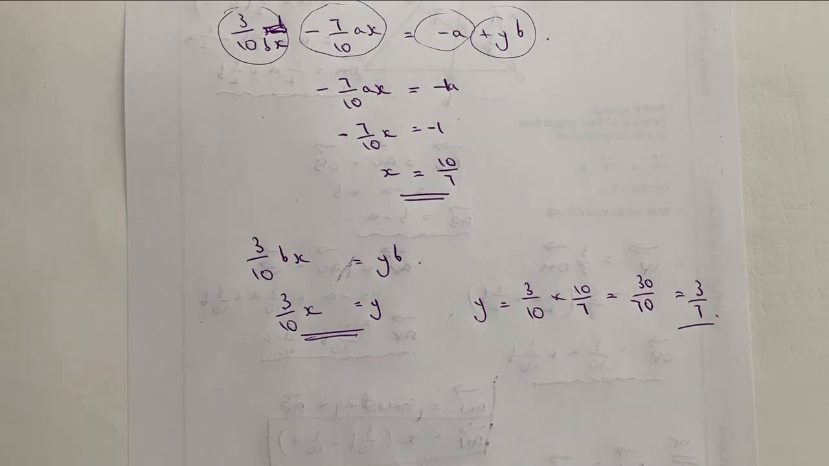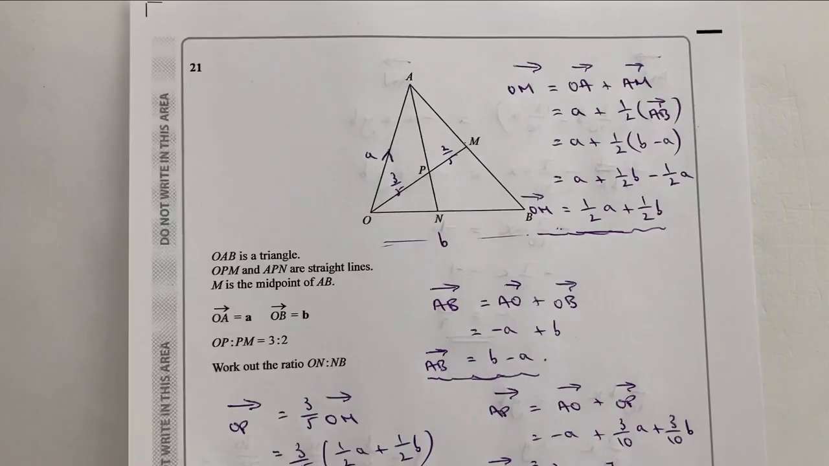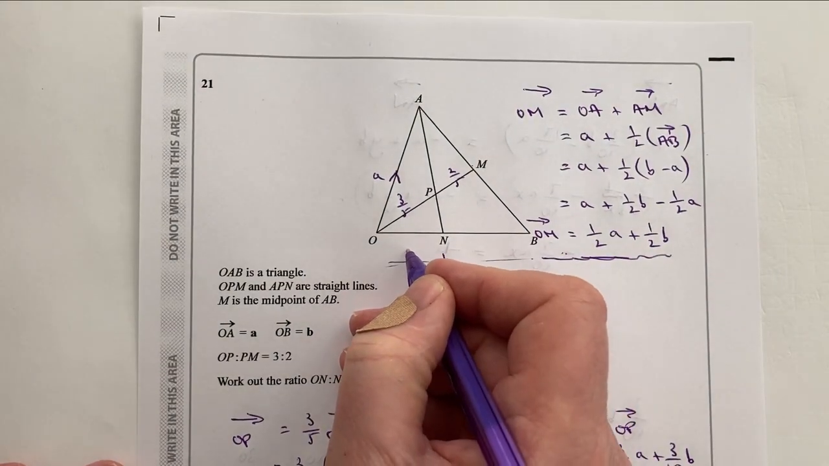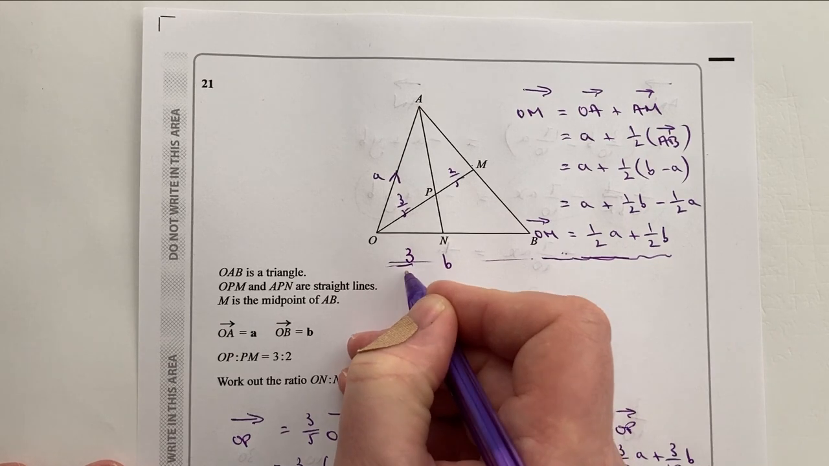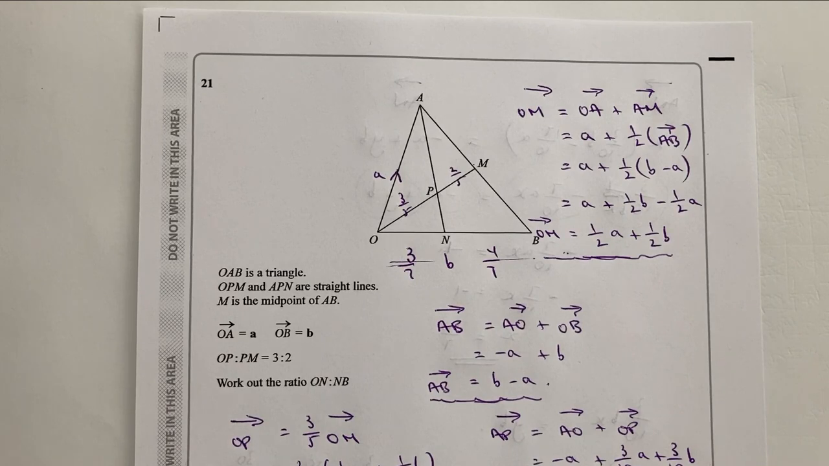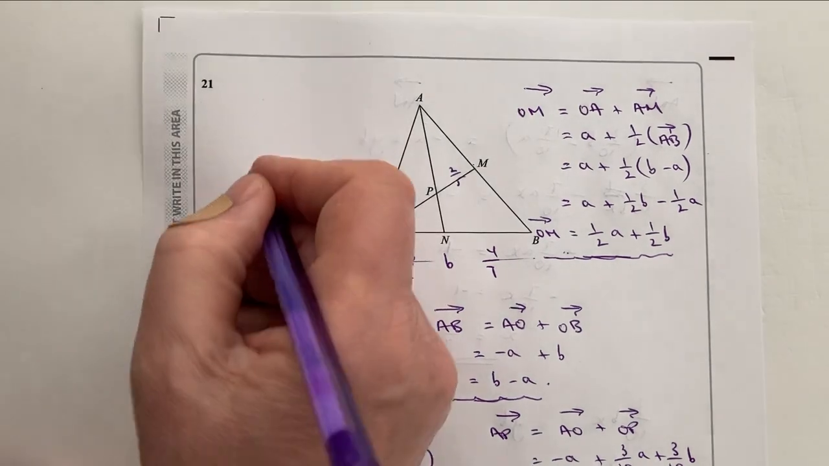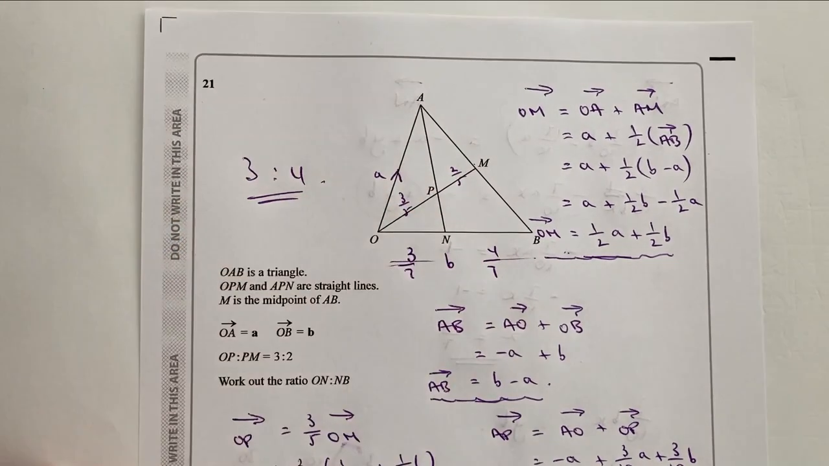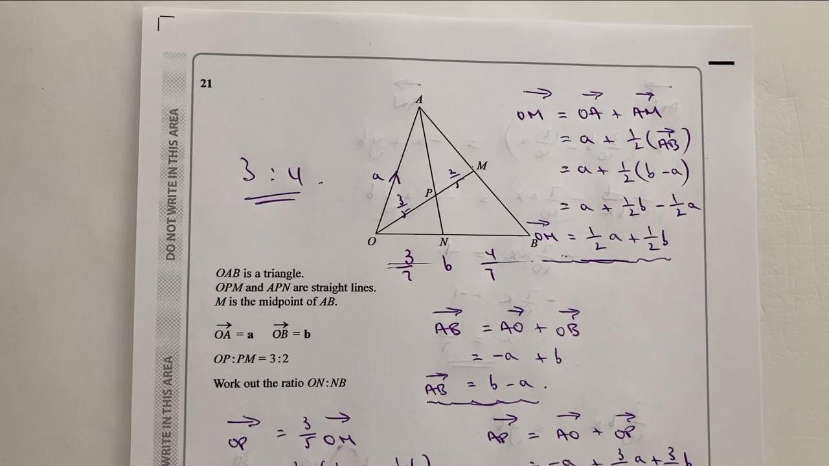Now you remember that Y is equal to something times vector OB. So what we're basically saying is that this value here must be 3 over 7, and this value here must be 4 over 7. Therefore, the ratio ON to NB is 3 to 4. That would be the answer to this particular question.